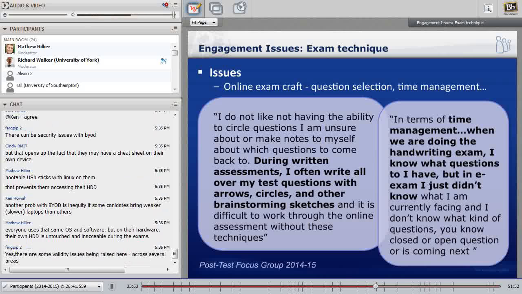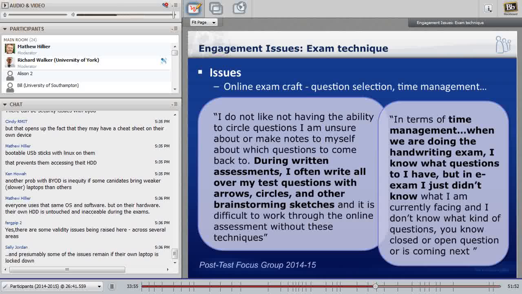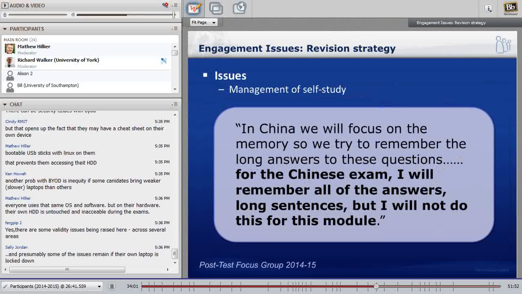Another concern that came up was revision strategies. And here this was actually quite surprising, because our Chinese students are actually quite familiar with multiple choice testing. This is very much what they do in their context. But the challenge for them was actually moving to the questions that required them to have greater criticality.